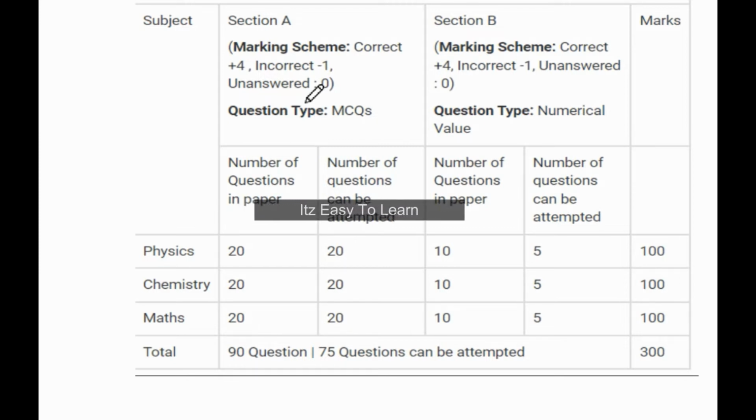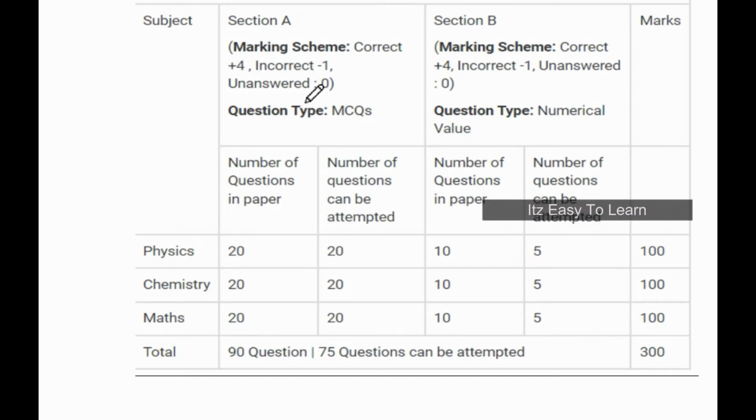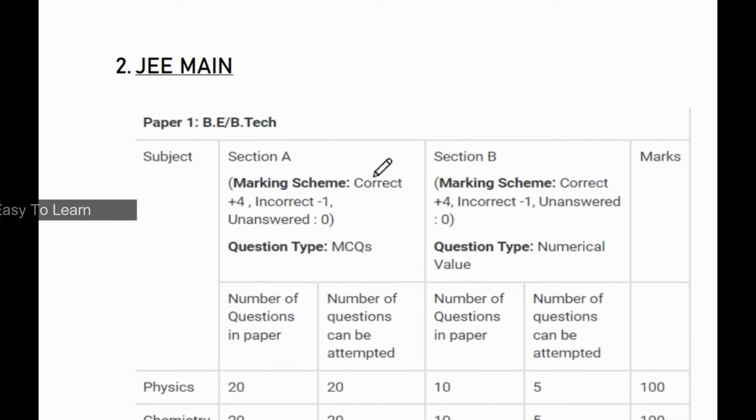And in section B, the marking scheme is +4 for correct and -1 for incorrect, and the question type will be numerical value. That is, you have to give the answer like 1, 2. There will be a total of 10 physics questions, out of which you have to attempt any 5, 10 chemistry questions, out of which you have to attempt any 5, and 10 mathematics questions, out of which you have to attempt any 5. In total there will be 90 questions, out of which you have to attempt 75, and the total marks will be 300. So this is the scheme for JEE Main.